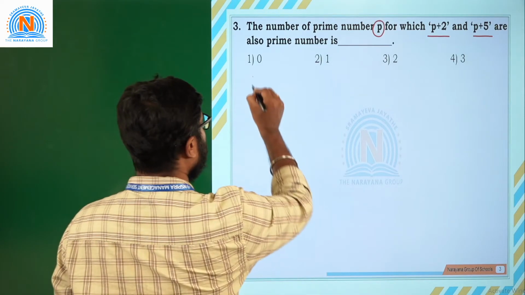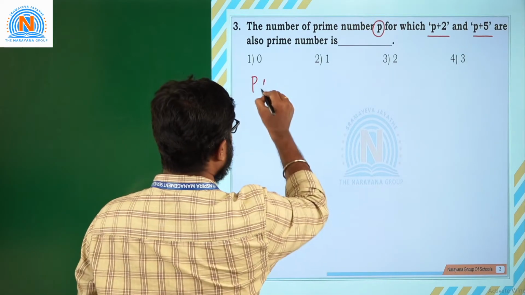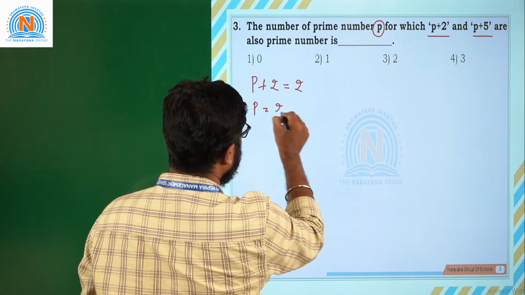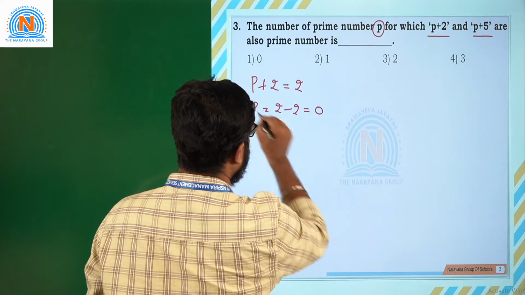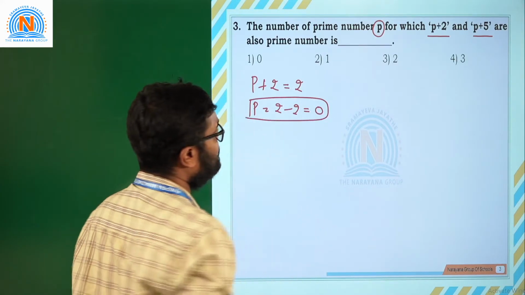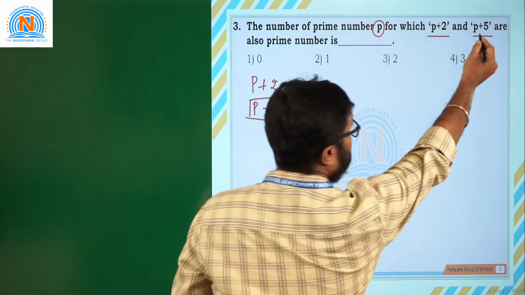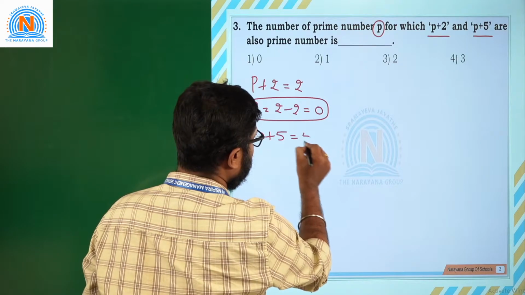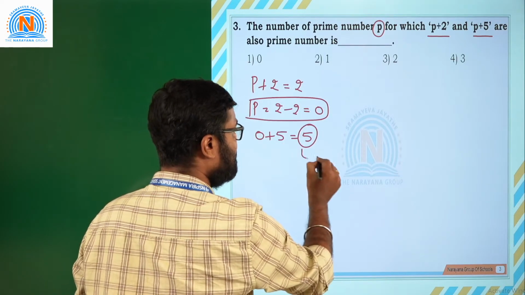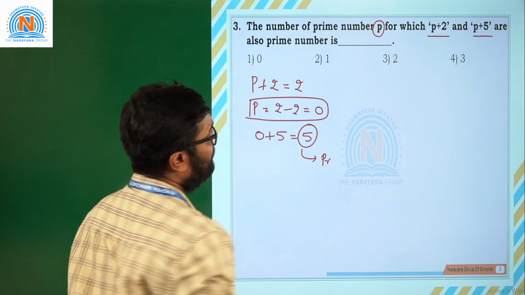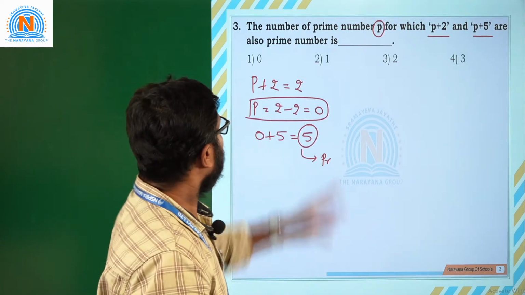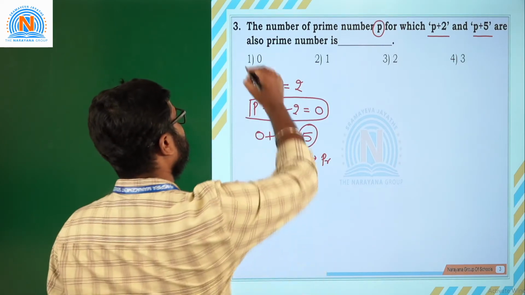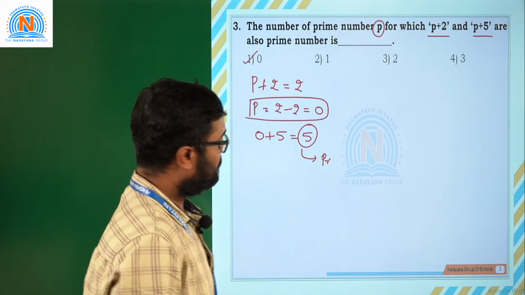That means, for example, if you take p plus 2 equal to 2, then p is equal to 2 minus 2, which is nothing but 0. So we got p equal to 0. If you substitute in this, 0 plus 5 is equal to what, children? 5. So 5 is a prime number, isn't it? All conditions are satisfied in this question. So our answer is 0. So 1 is our option, isn't it, children?